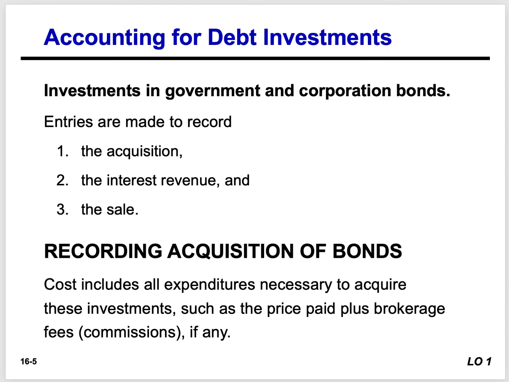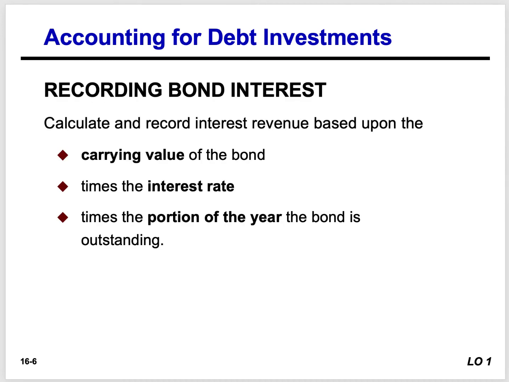Now, at acquisition, we got to debit investments and we got to credit cash. And again, we're doing that for the cost of the investment. So what entries do we actually do? Well, we record at acquisition, we record whenever we receive interest, and then we also record when we sell. Very easy to record bonds and whatnot.